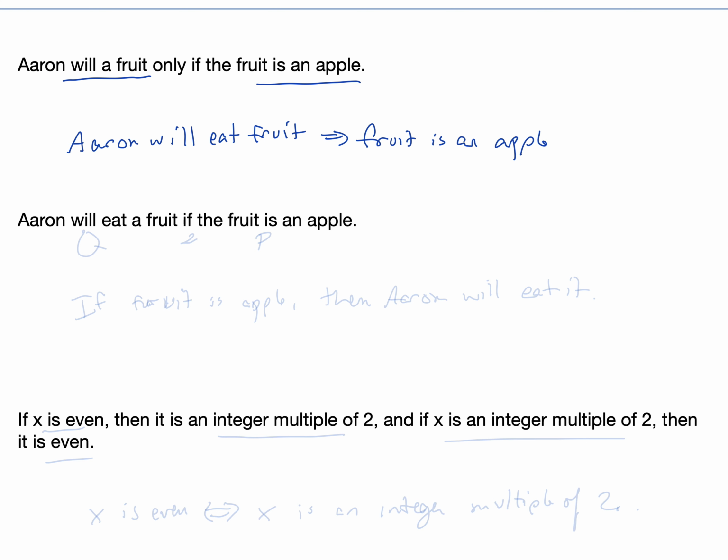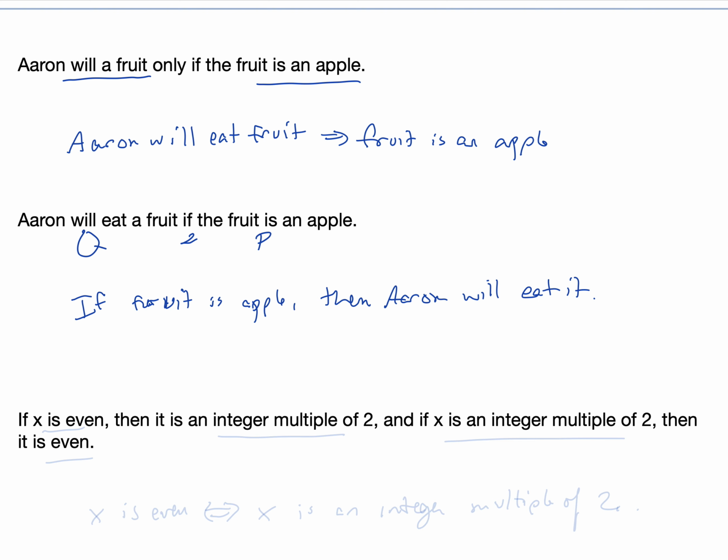Aaron will eat the fruit if the fruit is an apple. If P, then Q. If the fruit is an apple, then Aaron will eat it. So those are those two pieces of if and only if. Remember that our double arrow is P implies Q and Q implies P. The only if is P implies Q. The if is Q implies P.